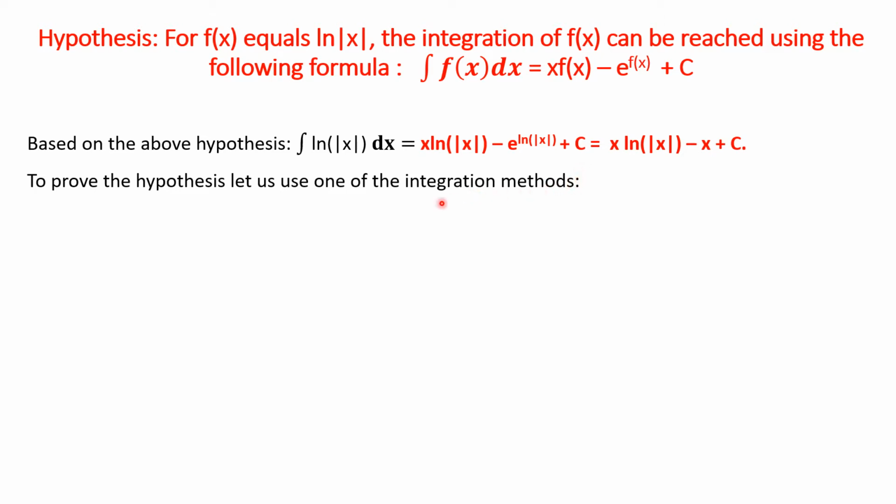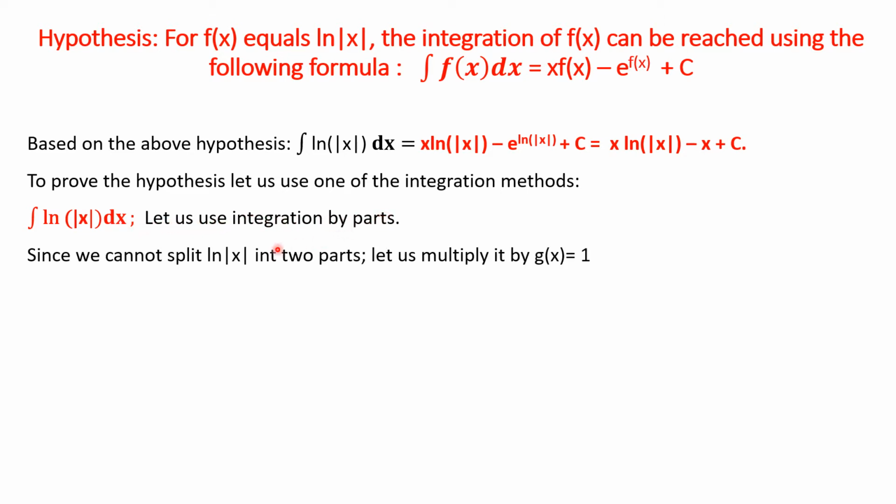Now, to prove the hypothesis, let's use one of the following integration methods, because the hypothesis has to be proved. So to do so, we need to integrate ln of the absolute value of x dx. Let us use integration by parts. Since we cannot split ln of x into two parts, let's multiply it by g of x equal to 1. So we will be integrating g of x multiplied by f of x dx, and that should be equal to integration of 1 multiplied by ln of absolute value of x dx.